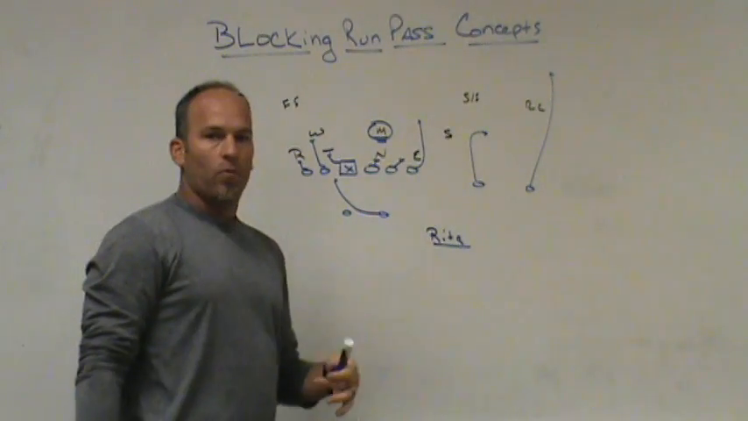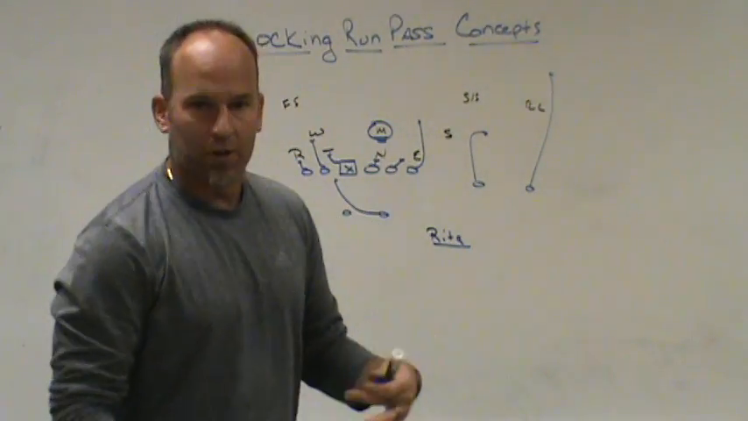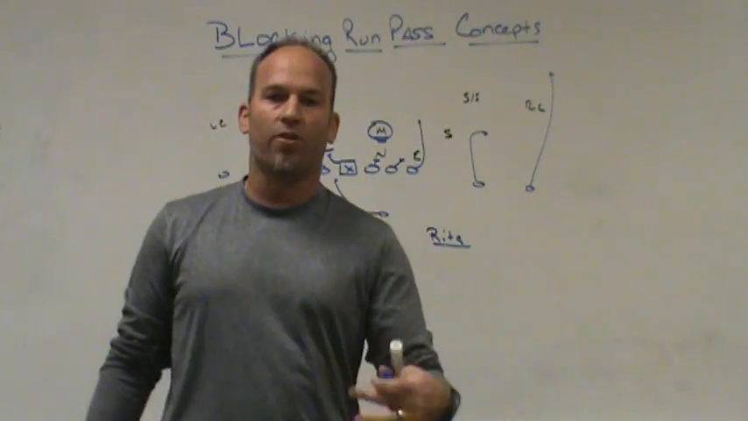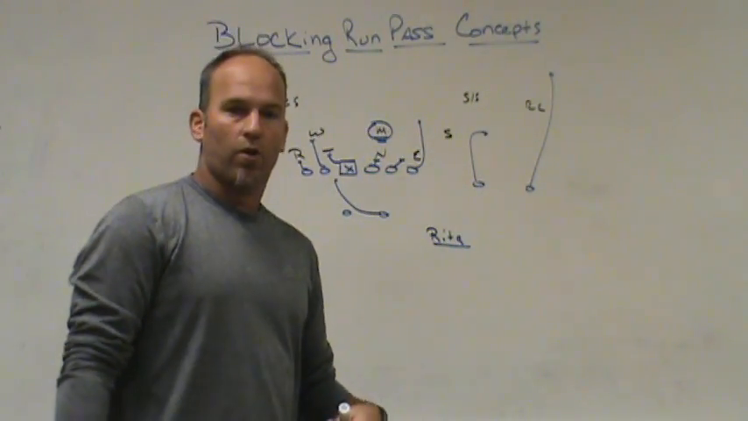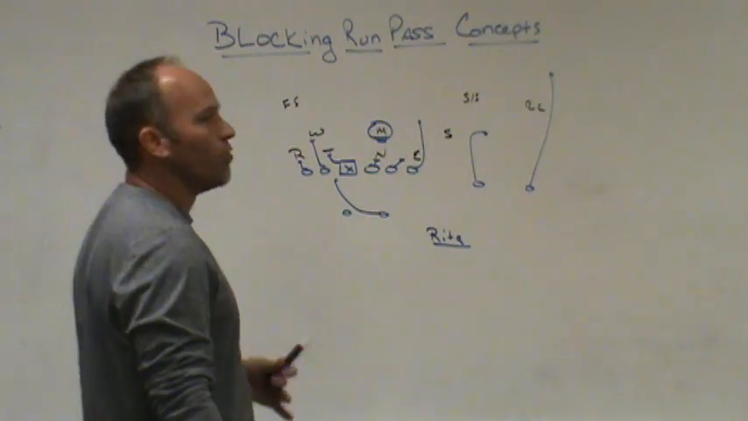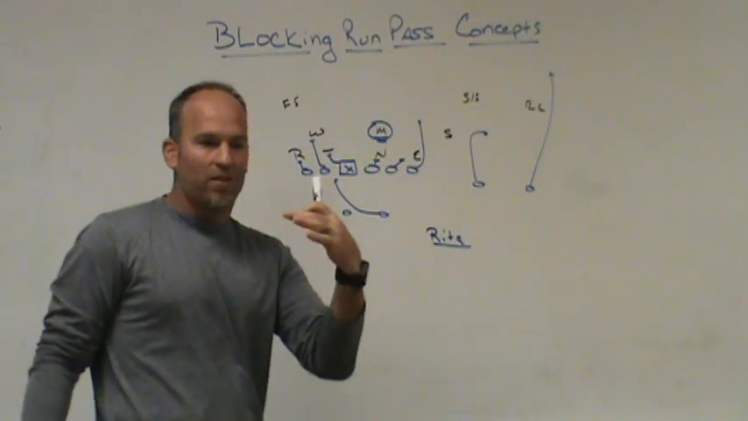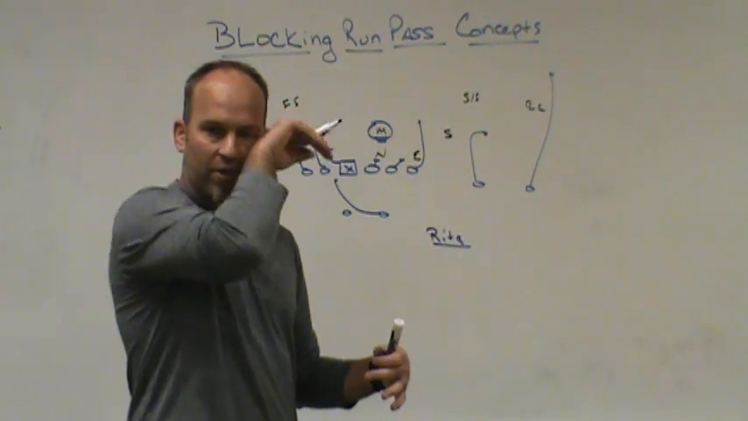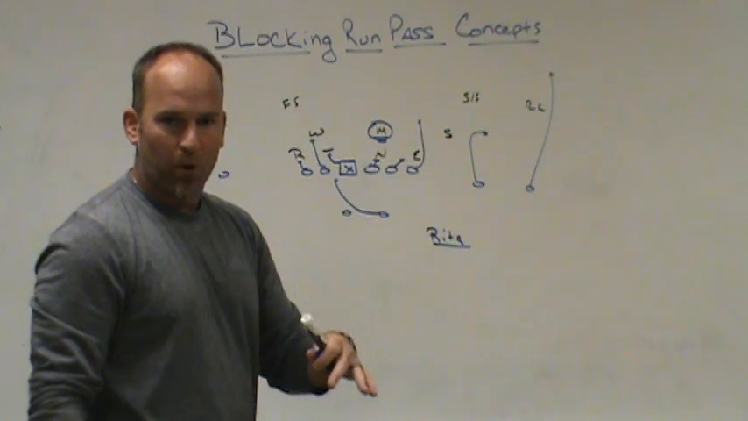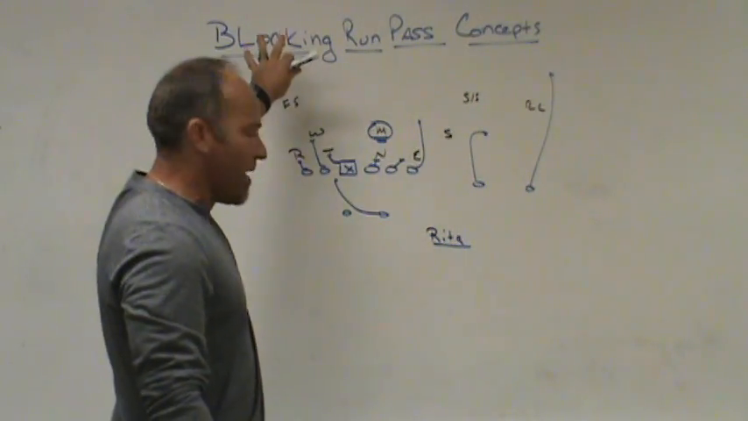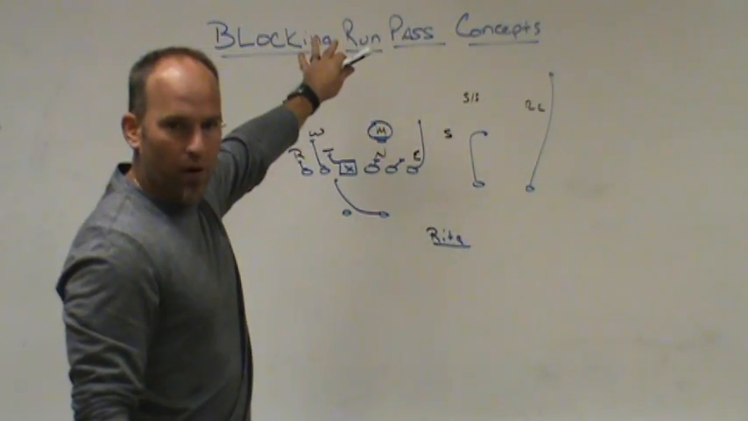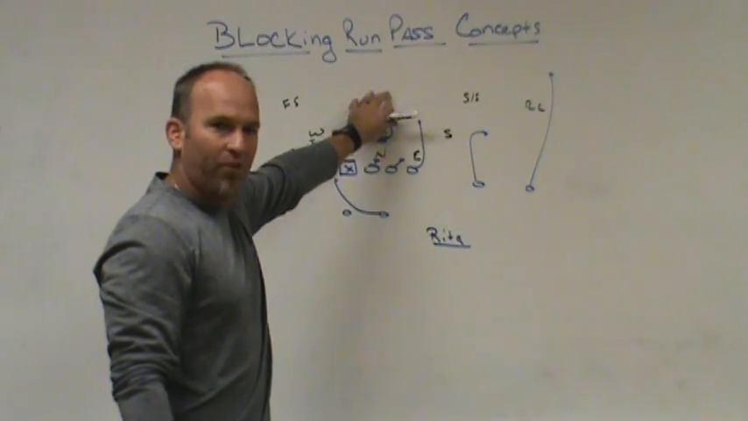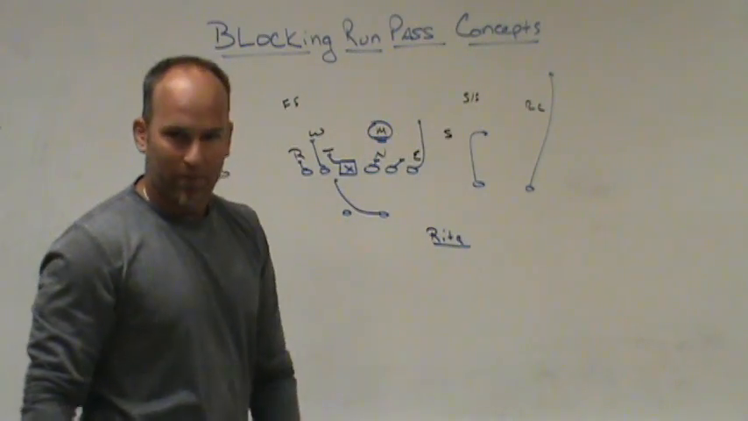So when we decided that we wanted to run run-pass packages, instead of giving my offensive linemen another run to block, or another rule, I just told them that we're going to ID the front as if it's pass pro. We're going to ID the front as if it's half-line pass pro. And we're going to ID the linebacker that we're going to work to, and then we're going to throw the run-pass conflict off of the linebacker that we would read for blitz.